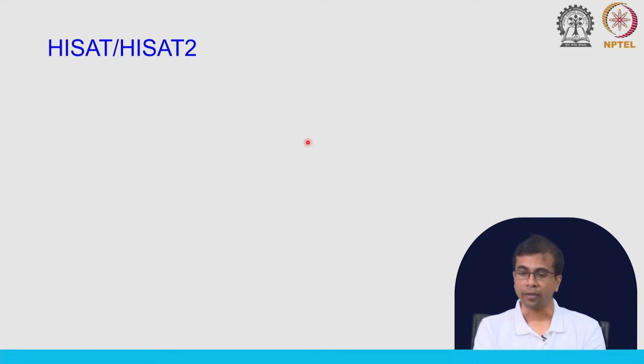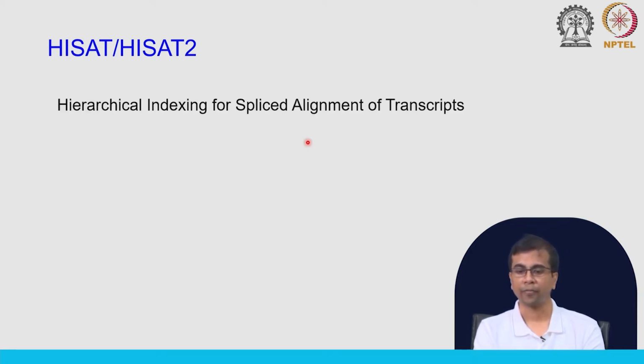So, we will talk about this tool HISAT and HISAT2. This is the version 2 now. This is used for read mapping in RNA sequencing data. The name actually comes from hierarchical indexing for spliced alignment of transcripts. As you can see, this is specifically designed for alignment of transcripts, and consideration of this spliced alignment is there in the tool itself.